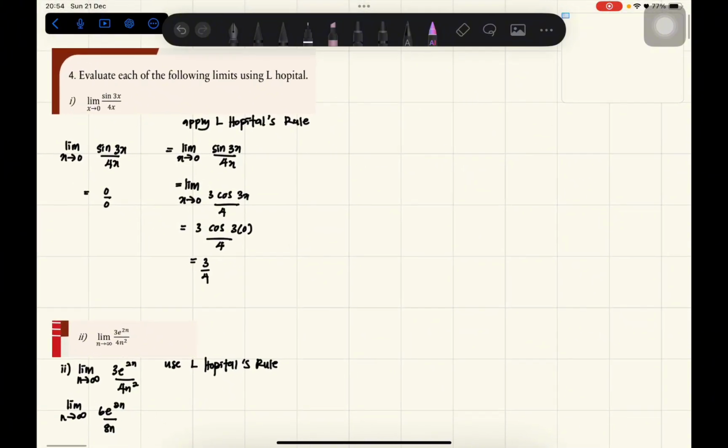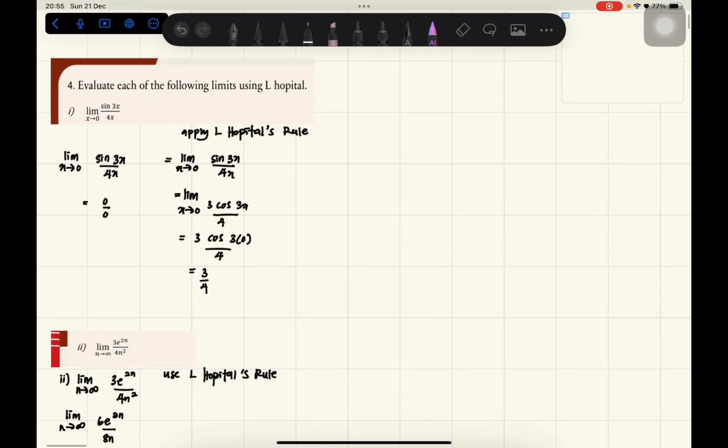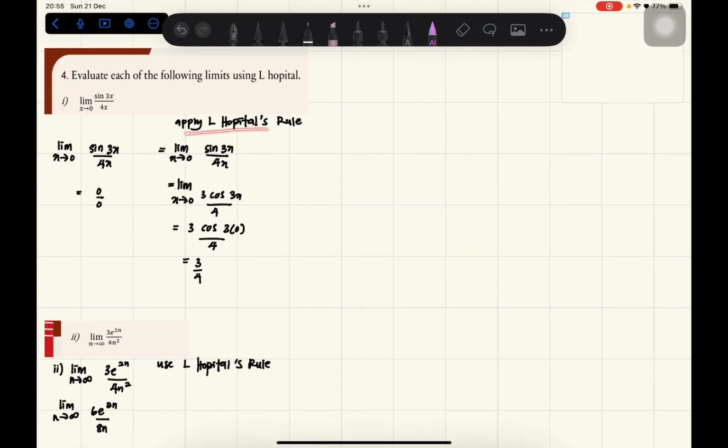So now I will explain how to evaluate the following limits using L'Hopital's rule. First, we have the limit as x approaches 0 of sin 3x over 4x. First, we have to check the form of the limit. As x approaches 0, 3x also approaches 0 and 4x also approaches 0, and this will give you 0 over 0, which allows you to apply L'Hopital's rule.